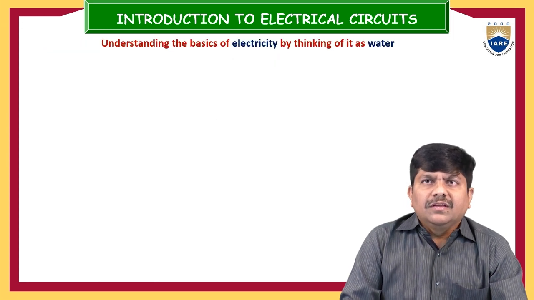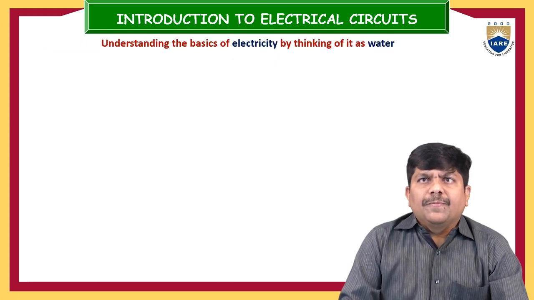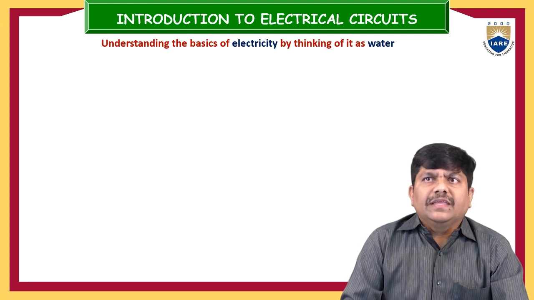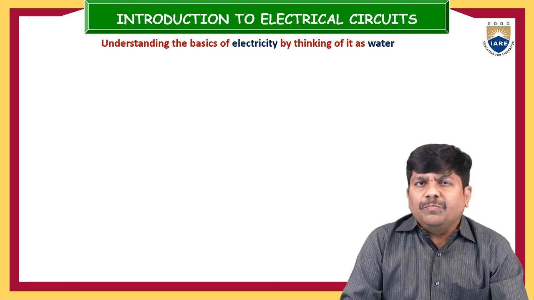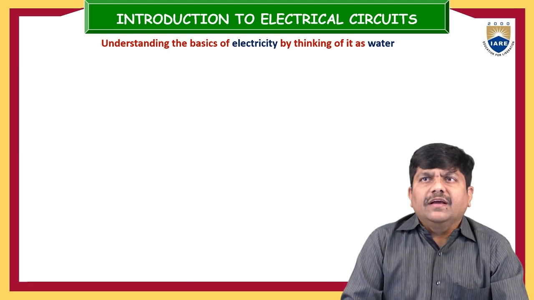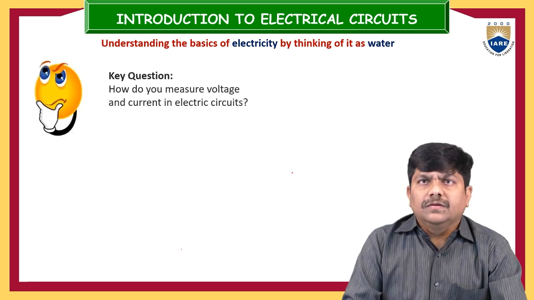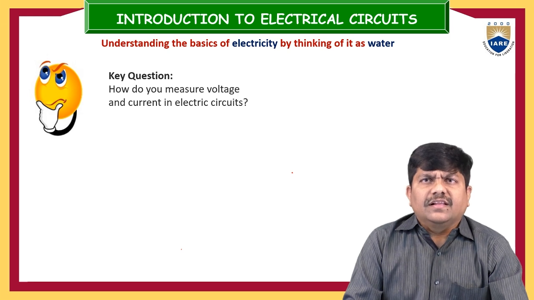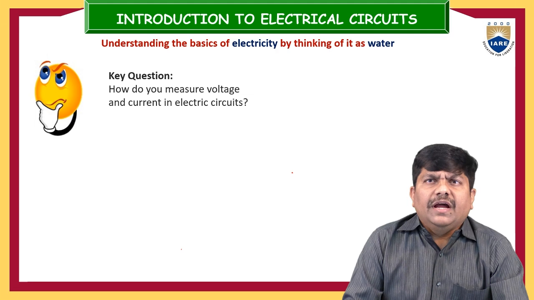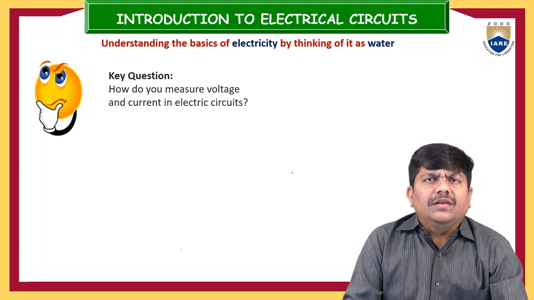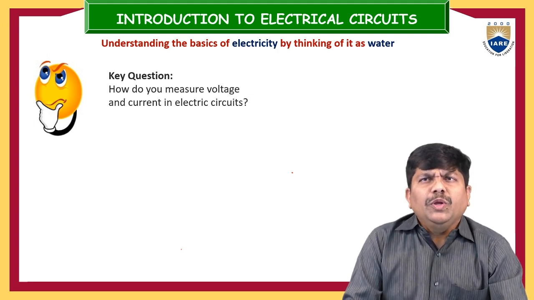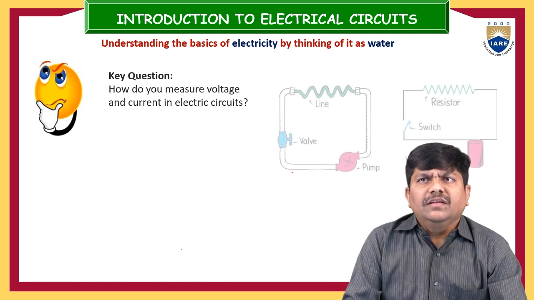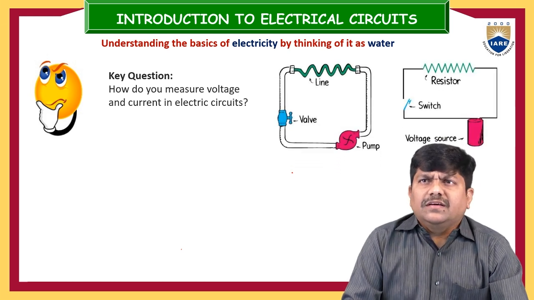Now, understanding the basics of electricity by thinking of it as water. For better understanding, let me take the water tank analogy. Now, how do you measure voltage and current in electrical circuits? What are the minimum requirements to develop some voltage, how will current flow in the circuit, and how do you measure the voltage and current in electrical circuits? In this slide, we have represented two different circuits.